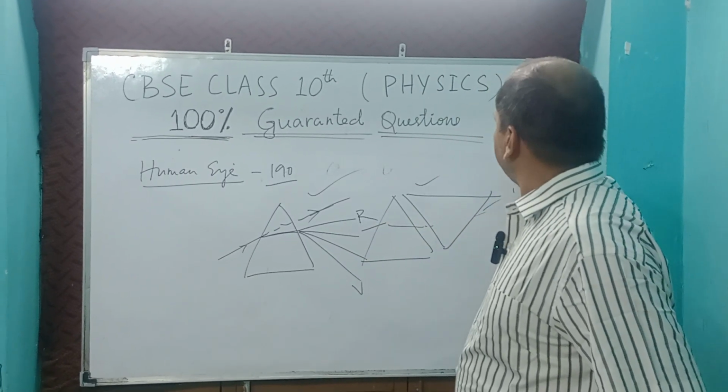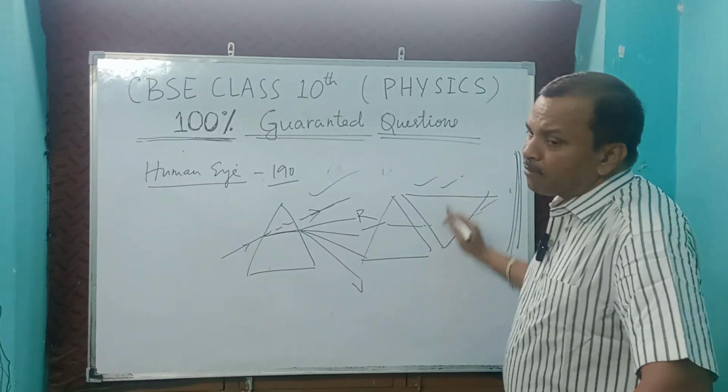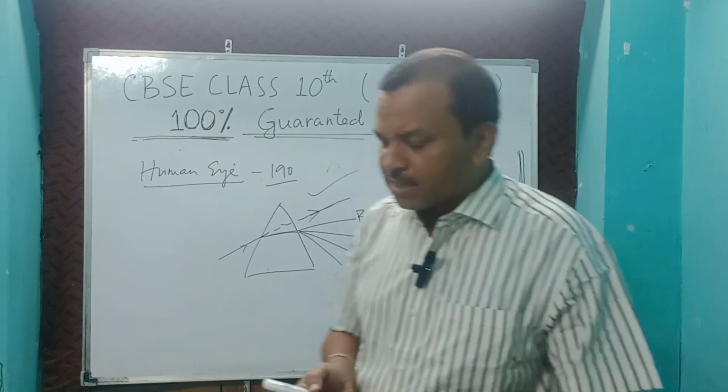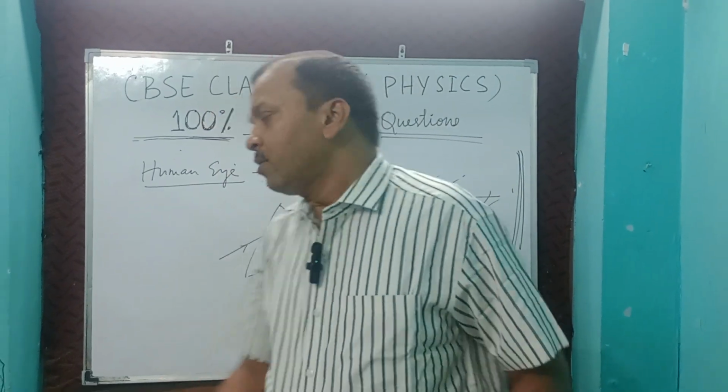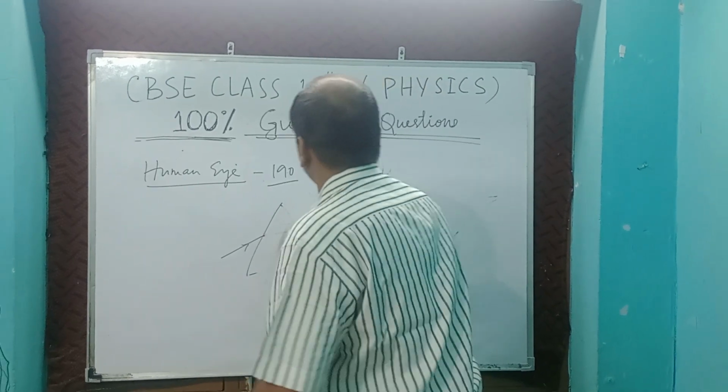So how will you get the image on the screen? Recombination of spectrum by two prisms. You are going to get one question from these two. Clear?